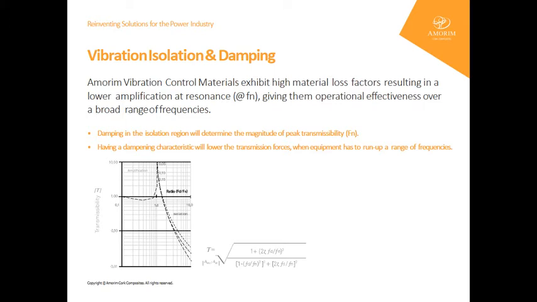The VC formulations combine the best of the 2 worlds. Basically, we are using the benefits of rubber, a very isolative material, and also using the benefits of cork, which has a high dampening factor. So VC materials have a high loss factor, resulting in a lower amplification at resonance.